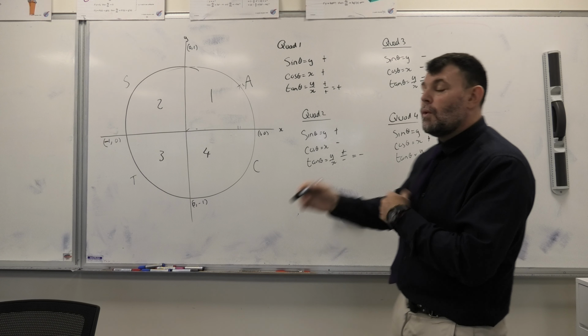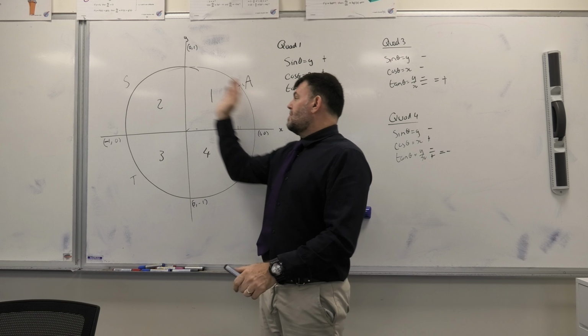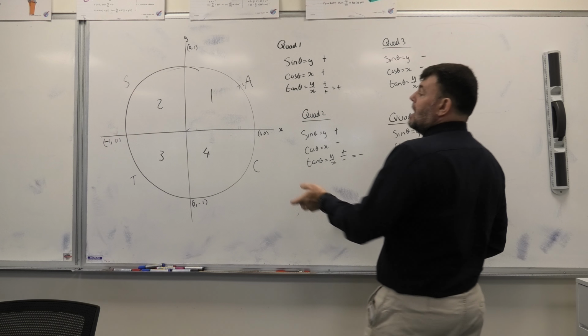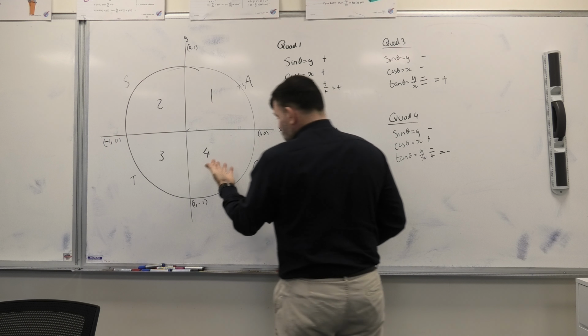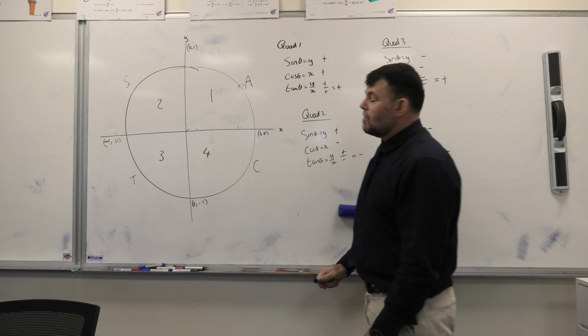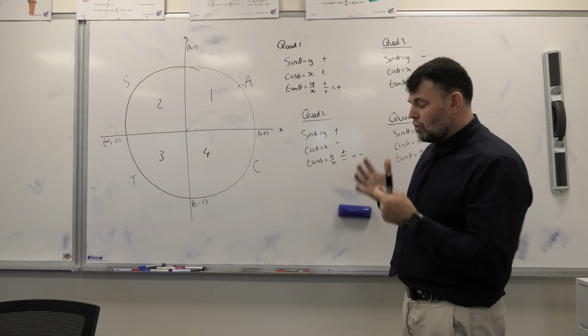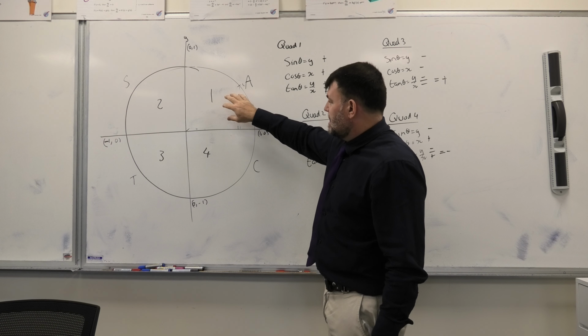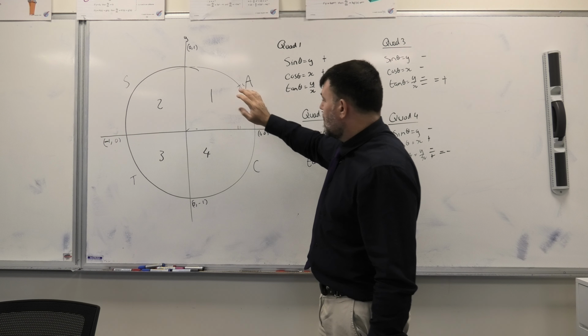So we have a way of remembering what these letters represent. Okay, so some acronyms are All Students To Central, or All Silly Turtles Crawl. So there are different ways you can remember it, but it's important to understand what the signs should be looking like in each quadrant in terms of what is positive.